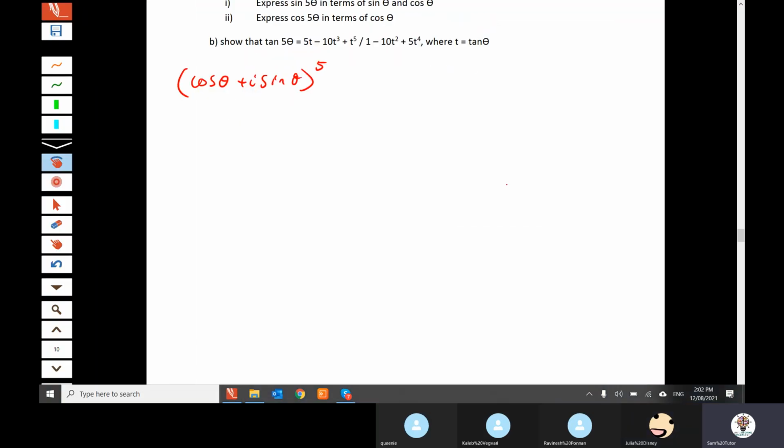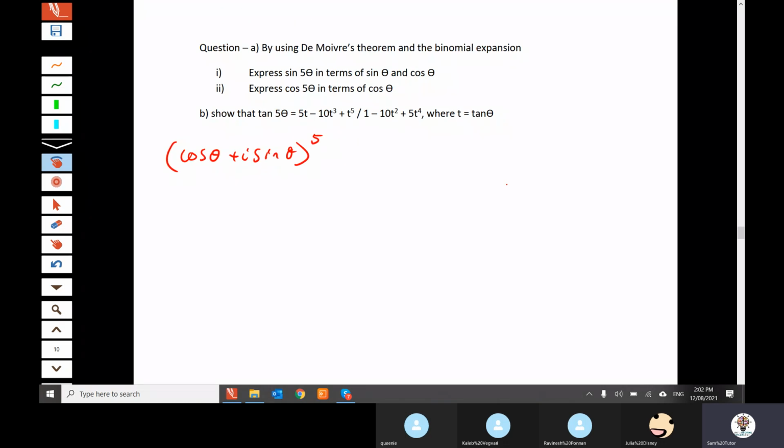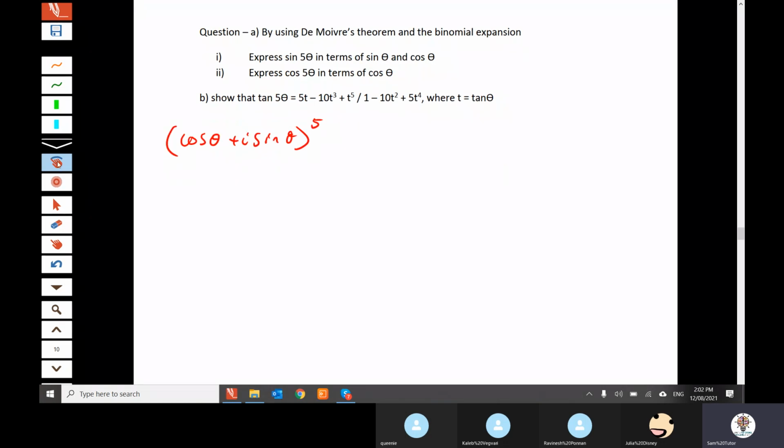All right. Express sine 5 theta in terms of sine theta and cos theta. Again, the first thing you want to realize is: is this a multiple in terms of powers, or powers in terms of multiples? This is definitely type 1 for now, because we're expressing multiples in terms of powers of theta. All right, so let's see.